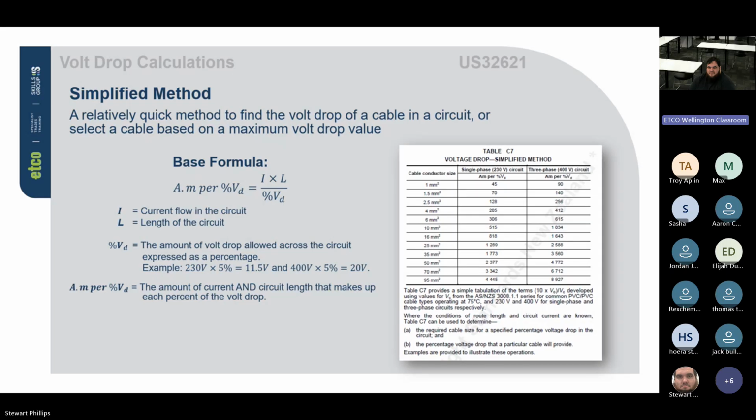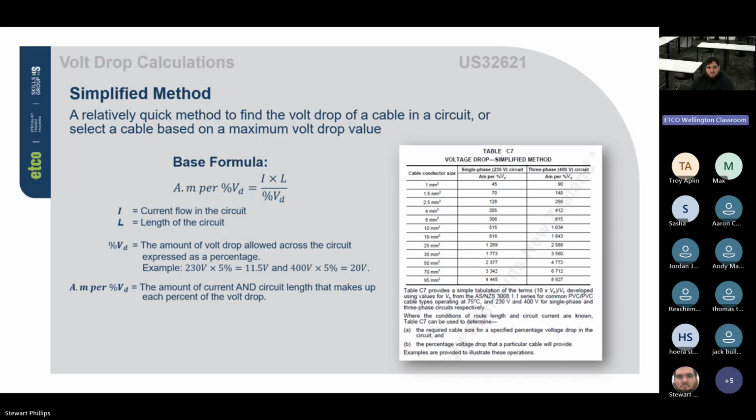Length is the length of the circuit. So how many meters of cable do we have to run out? Your percentage volt drop is the amount of volt drop allowed across the circuit, expressed as a percentage. So for example, 230 times 5% equals 11.5 volts, and 400 volts times 5% equals 20 volts. So we're allowed a volt drop of 11.5 volts or 20 volts if we're only allowed a 5% drop.